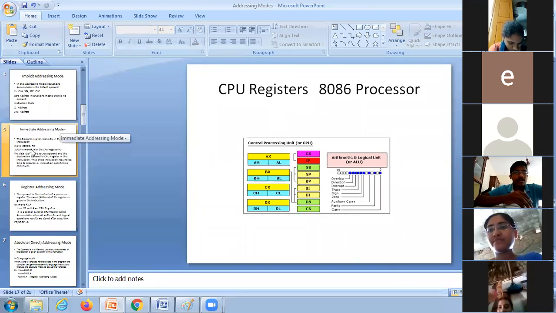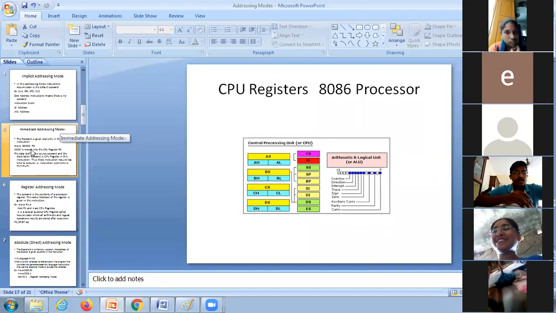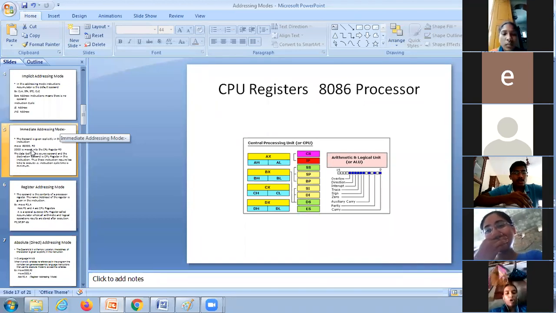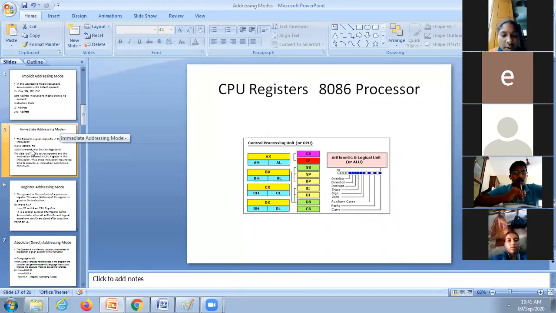How many operands are there in an implicit addressing mode instruction? Zero. Zero operands. Implicit addressing mode instruction will have zero operands. That is called a zero address instruction. Next, in immediate addressing mode instructions, how many operands will be there?